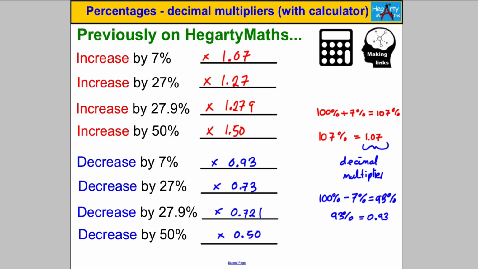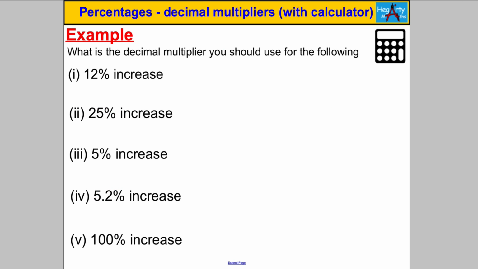Okay, let's try then and do some questions where we identify what decimal multiplier you need to use for various percentage increases or decreases. So, try the following question, pause the video, have a go. Now, we're trying to do a 12% increase. So remember, you start off with 100%. If you add on 12%, you will get yourself 112%. And the decimal multiplier for that, to work out 112% of something, you would multiply by 1.12.